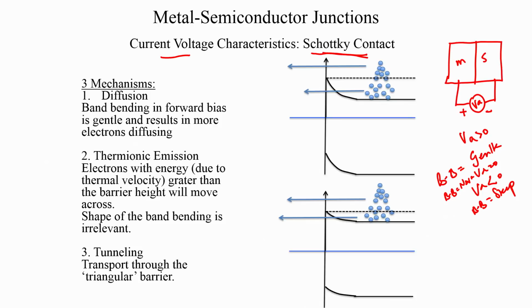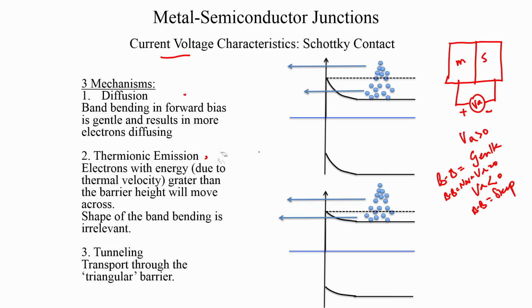There are three general mechanisms that lead to currents in a Schottky contact. The first two are in some sense quite similar in general behavior, although they imply slightly different physics, and they are called diffusion and thermionic emission. They are both represented by this arrow here, and I will explain what those are. The third mechanism is something that we have looked at when we studied quantum mechanics, and it is called tunneling.